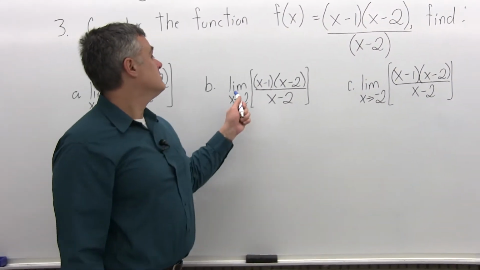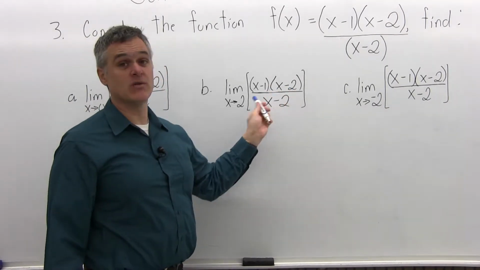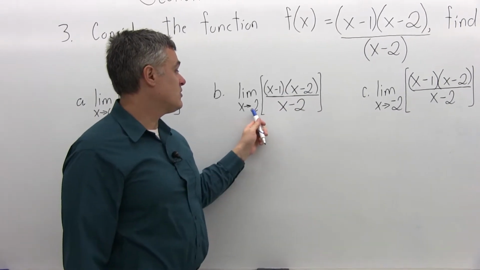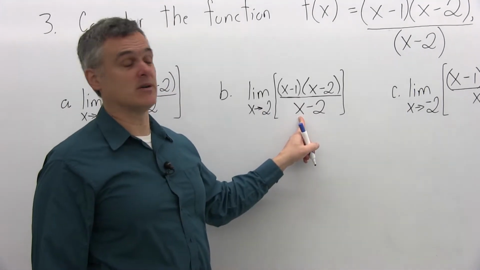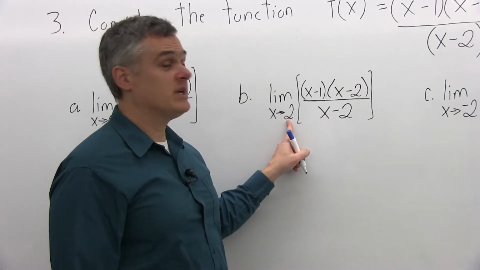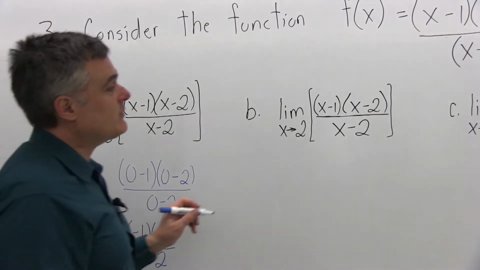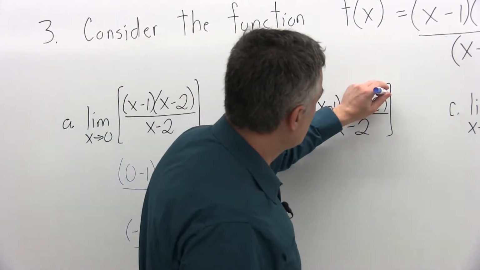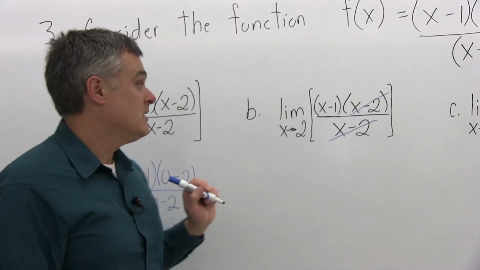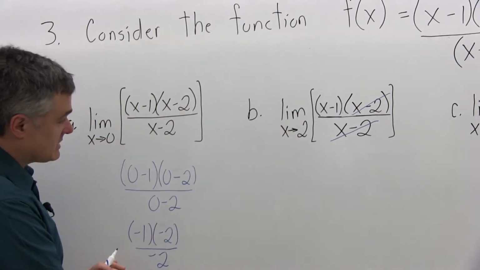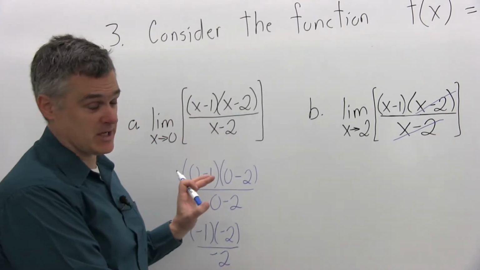Now, part B, we want to take the limit of the same function, (x minus 1)(x minus 2) over x minus 2, as the input value approaches 2. Now, the problem with this is that the denominator will go to 0. We cannot actually just put in a 2 for an input the way we did in part A. We have to cancel the x minus 2 in the numerator with the x minus 2 in the denominator. Now in part A, we could have actually done that and gotten the same answer of minus 1. It would have worked. But we could do it either way and would get that minus 1.